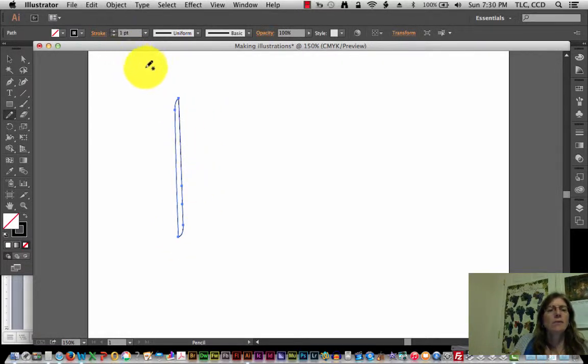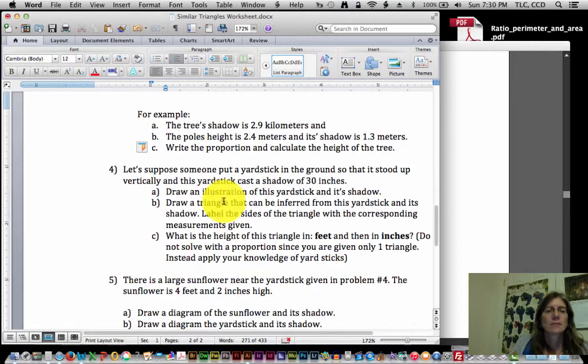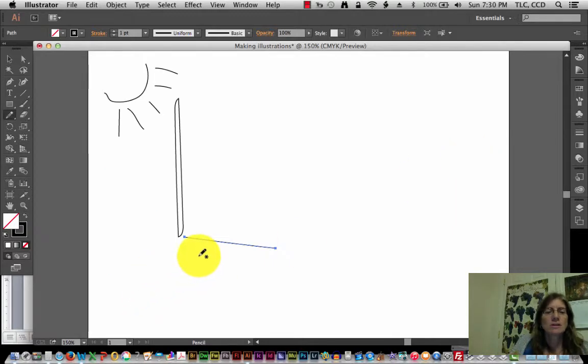And once again, we have a sun, and the yardstick is going to cast a shadow. It says in our problem, the yardstick is standing vertically and it casts a shadow of 30 inches. So the illustration is simply one that looks like this: 30 inches. Here's your yardstick and here's your shadow.